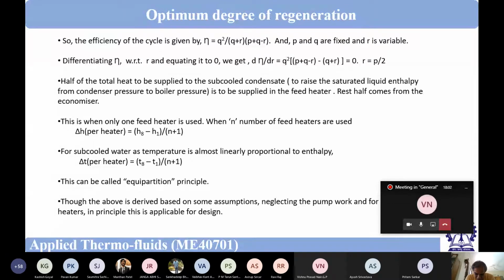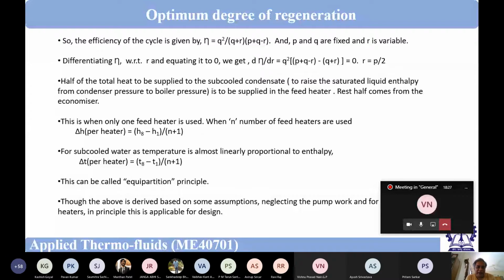Equipartition is a principle which is, of course, in molecular physics, equipartition of energy. But later on in thermodynamics, in many places, people have used this term, equipartition. I will come to this equipartition just for your interest after we tell this. So this is called equipartition.